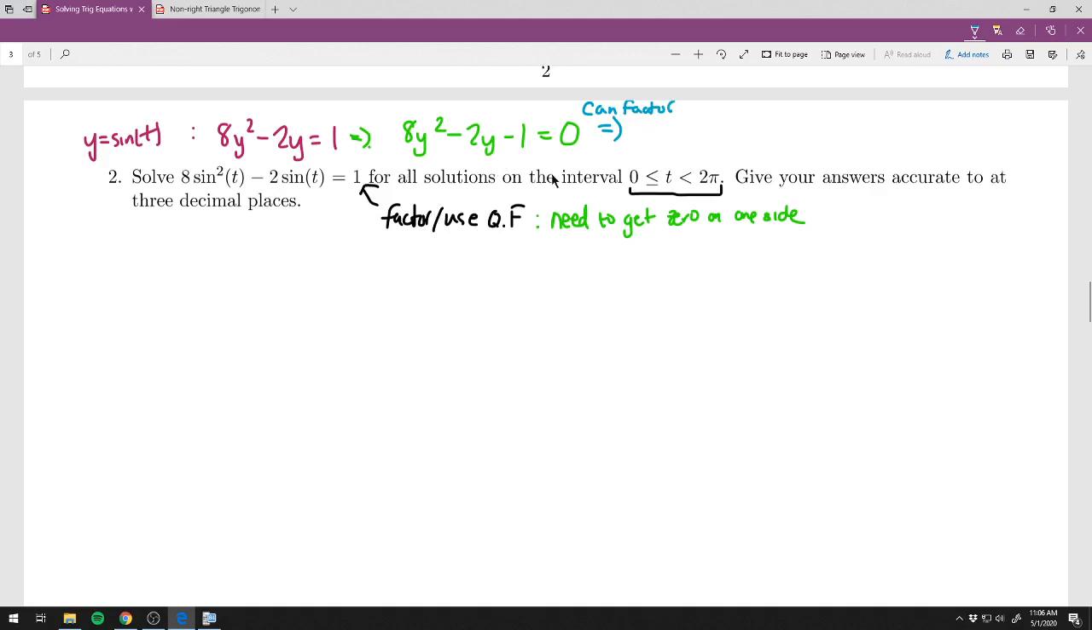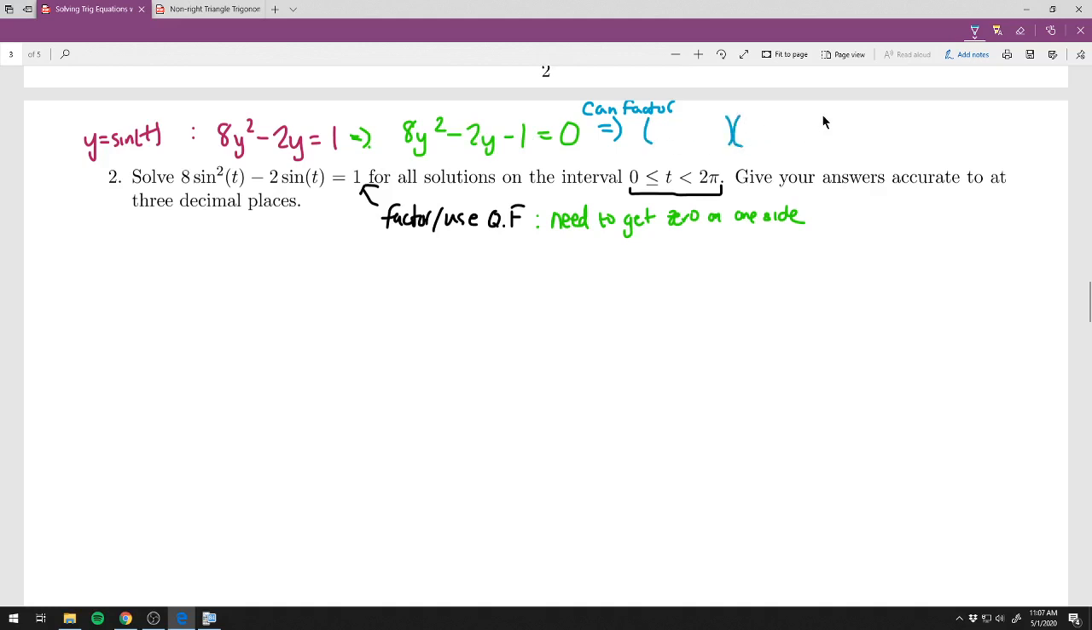There are a lot of ways to factor something without a 1. You can do the AC method, you can guess and check. There's the box method, there's a whole bunch of stuff. The reason I know I can factor this is because if we multiply a times c, which is 8 times -1, we get -8. And we can find two numbers that multiply to -8 and add to -2. That would be -4 and +2.